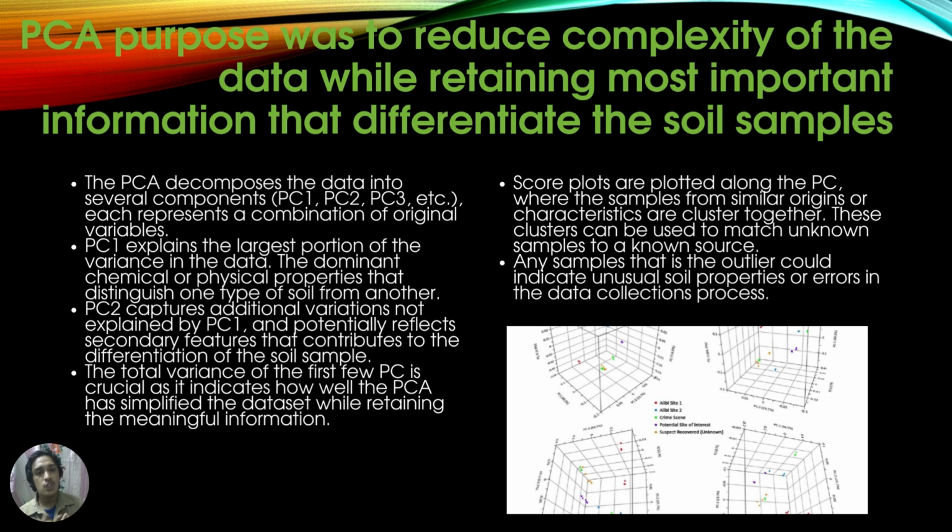And when it comes to the score plot, it's basically plotted along the principal components, where the samples from similar origins or characteristics are clustered together. The clusters can be used by forensic investigators to match unknown samples to a known source for a crime investigation. And any outliers found in the score plots could indicate unusual soil properties that could link to the case, but they could also indicate errors made during the data collection session.